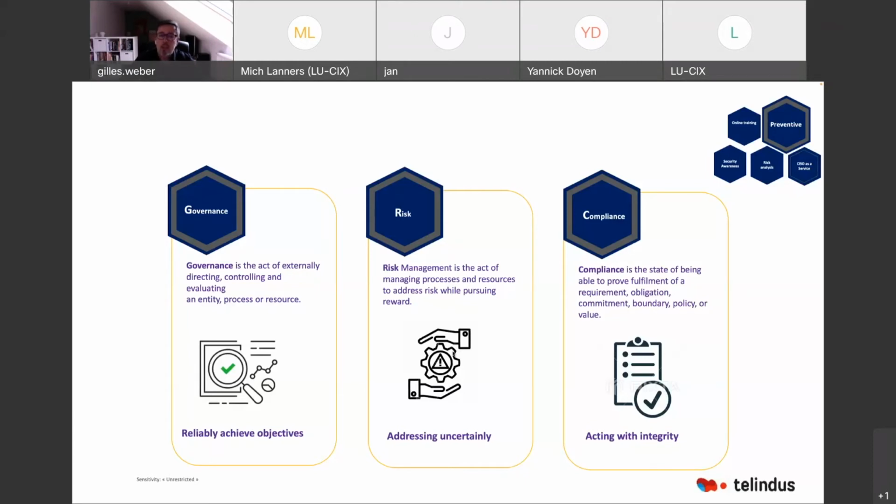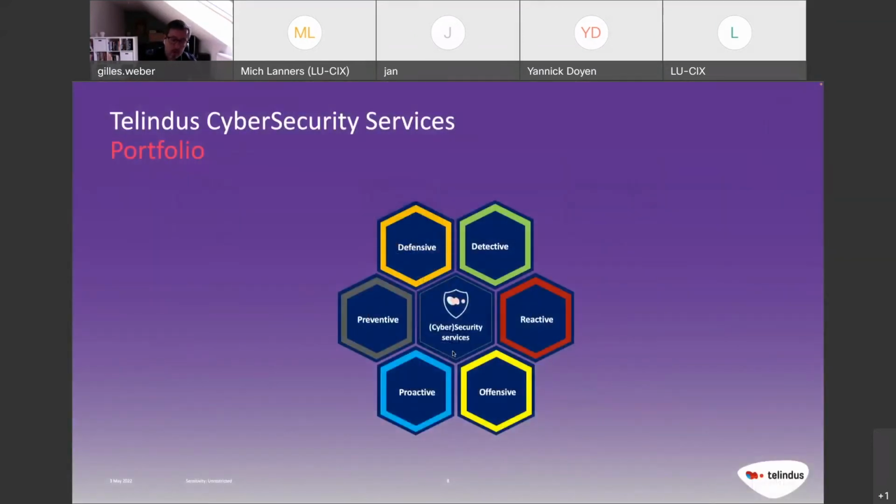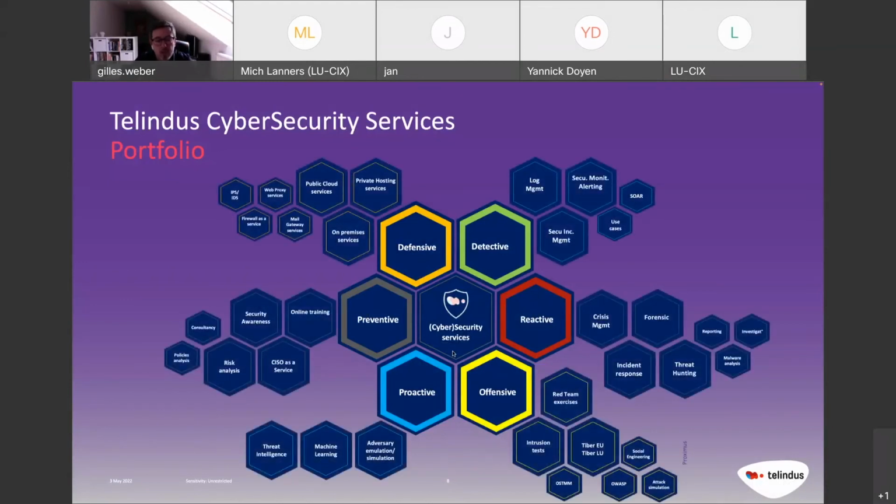So the GRC is a very important part of the overall governance and playbook of your security. And this is a part of the TLNDIS cybersecurity services that we may propose. So we are in the preventive part of security services, in the reactive part, but the scope that TLNDIS can propose today is much bigger, as you can see in the slide with the complete cybersecurity offering.